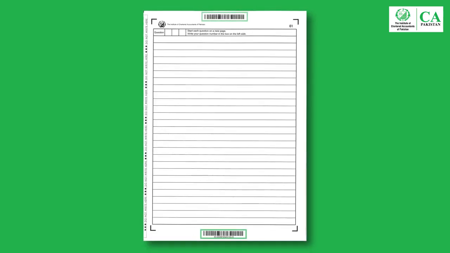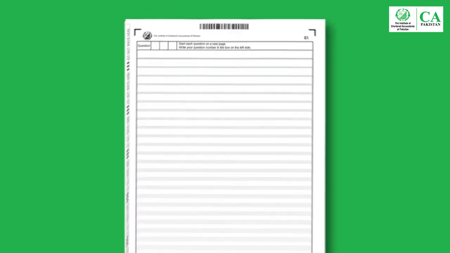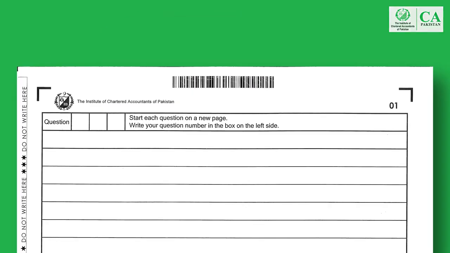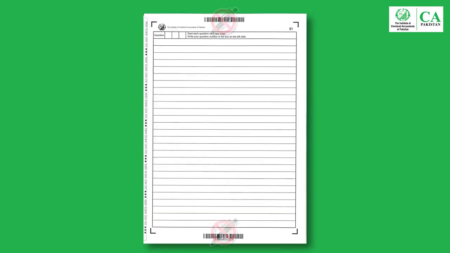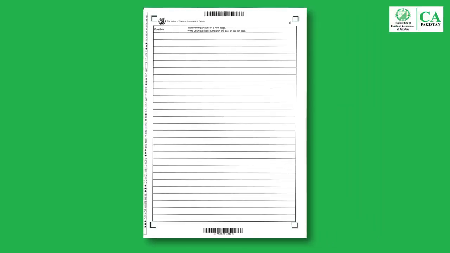There are 2 barcodes on every page. The first barcode is at the top, while the second is at the bottom of the page. Avoid writing on the barcodes. Any damage to the barcodes would hinder the electronic processing of your answer script. There are 4 L-shaped marks at every corner of each page. Anything written outside these marks will not be considered for marking.